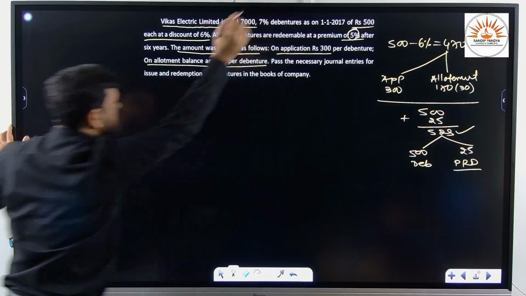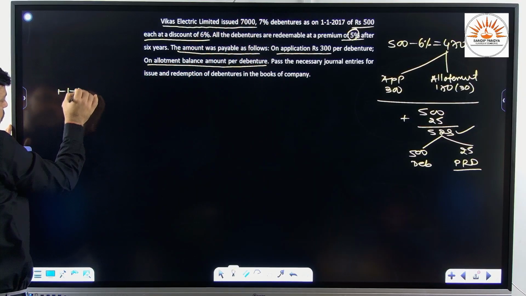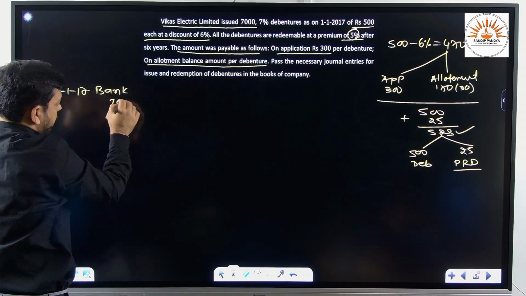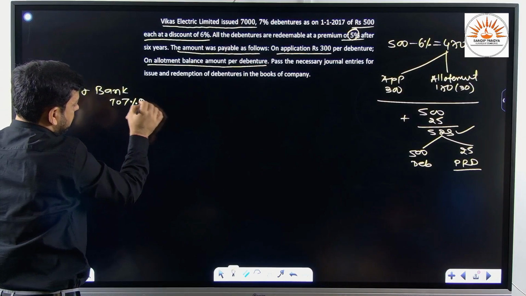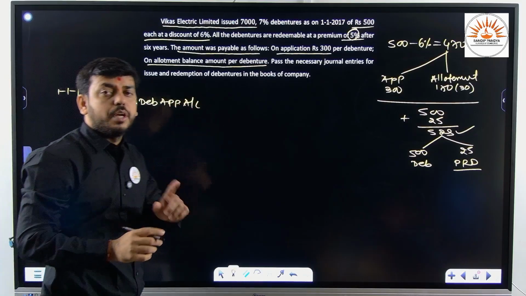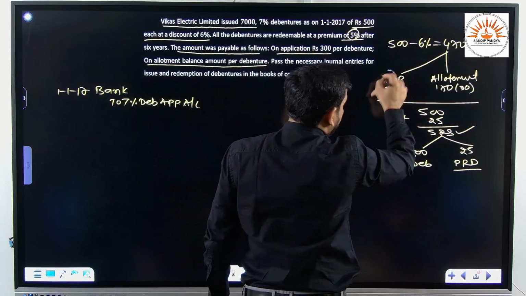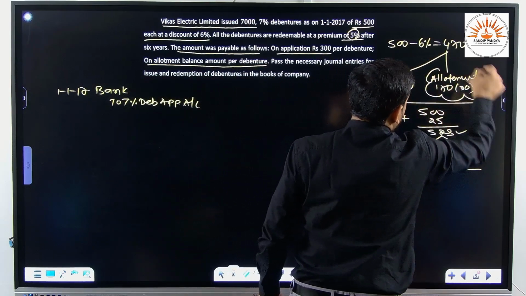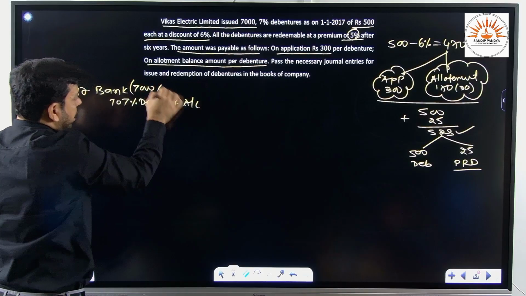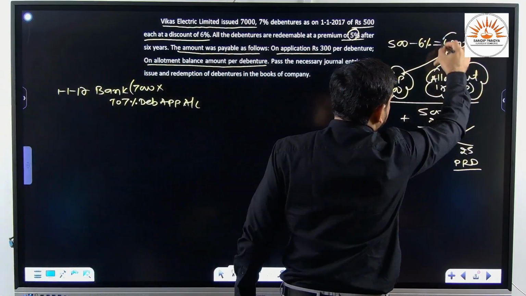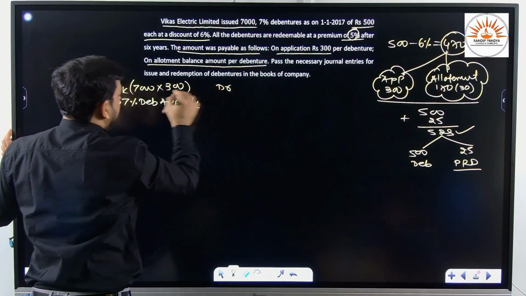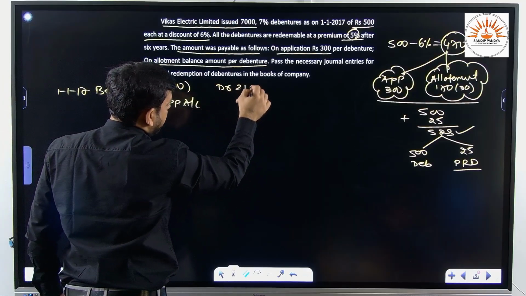On which date are we issuing? 1st January 2017. So we shall write 1/1/2017, bank account debit, to what percentage of debenture? 7%. So do not forget to write the percentage. 7% debenture application account. We shall not credit application and allotment account together. Why? Because we are asking the debenture holder to make the payment in 2 separate installments, that is application and allotment. Fine. So we shall write the number of debentures, that is 7,000, into at what price? Usually students commit mistakes and write 470. No, we shall debit it by 300. So 300 into 7,000, that will be 21 lakhs.